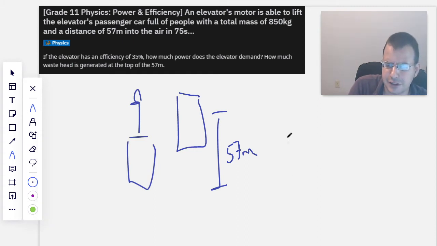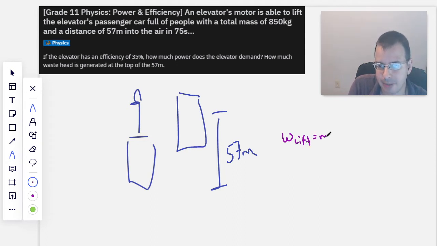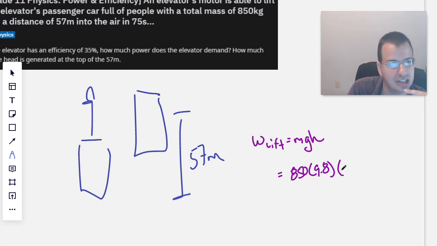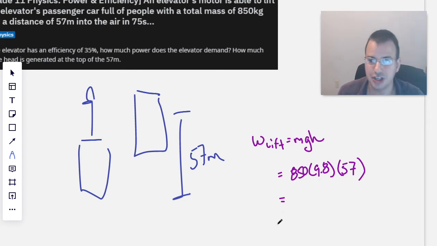All right, so the work done to lift it, I'm going to call this work done to lift. It's just going to be mass times gravity times height. And in this case, I think we know all these variables here. So we're going to have mass, which is 850, gravity, which I'm going to say is 9.8 meters per second squared, and the height is 57 meters. So this is going to be the work done to lift it.